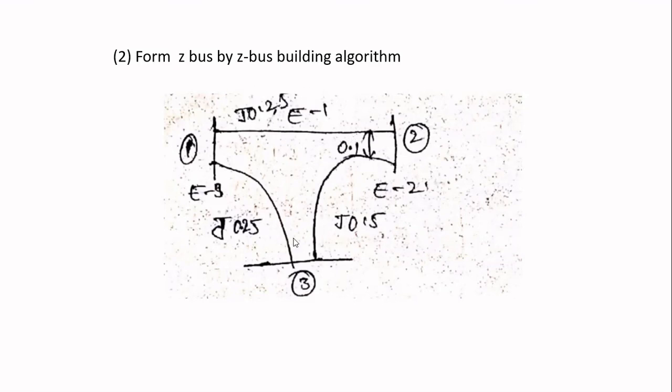This is the given diagram. In this diagram, how many buses are there? 3 buses: 1, 2, 3. How many elements are there? This is element 1, element 2, and element 3. And one mutual impedance is there between 1 to 2 and 2 to 3.